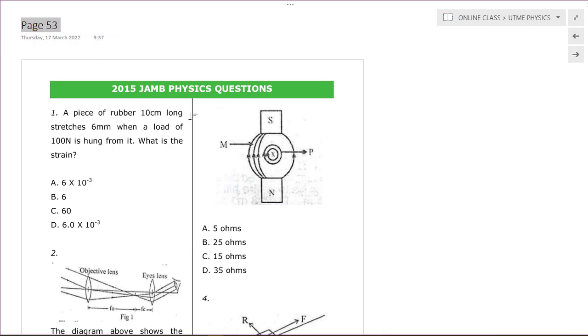From the question, it says that a piece of rubber 10 centimeter long stretches 6 millimeter when a load of 100 Newton is hung from it. What is the strain?